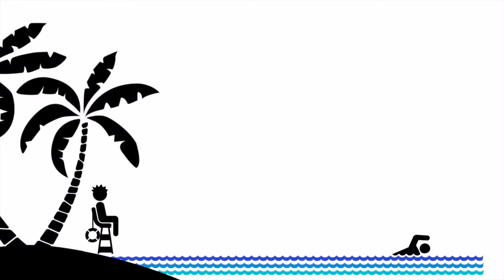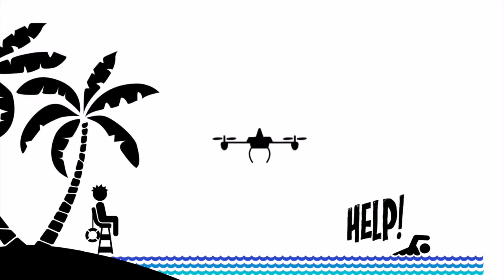When he trains to be a lifeguard, he learns that every second counts. Depending on how far away a swimmer in distress is and how strong the currents are, it could take a long time to swim out there to help. Keoni wonders if there's a way to use drones to decrease the amount of time it takes to get aid to a swimmer who needs help.